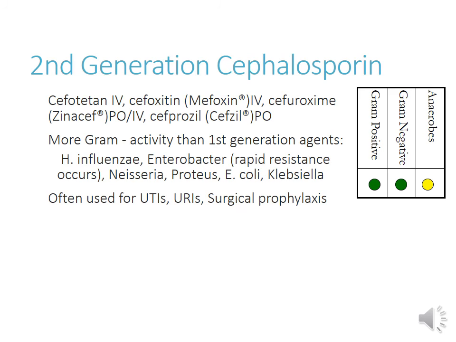Here you're going to see more coverage for gram-negatives, things like H. flu, Enterobacter, Neisseria, Proteus, things like that. And you'll oftentimes see these used sometimes for surgical prophylaxis, not too commonly, and then sometimes for upper respiratory tract infections or UTIs.